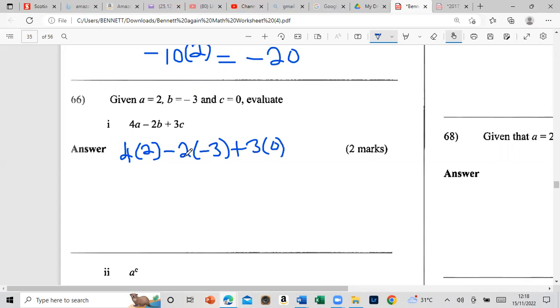Alright, so we can tidy up now. 4 times 2, that's 8. -2 times -3, that's +6. Let's sum it up with +6. And then add 0. Anything times 0 is 0. So this works out to 0. So we add this and we get 14. So the value in the evaluate is equal to 14.